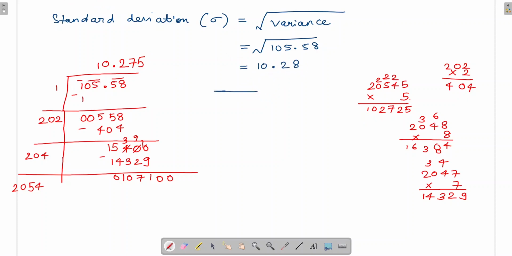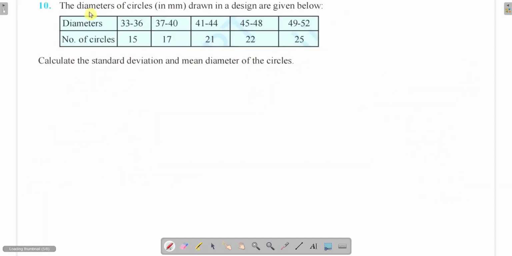Okay, so now let us go to the next problem, 10th one. The diameters of circles in millimeter drawn in a design are given below. Okay, so diameters are given and the number of circles. Calculate the standard deviation and mean diameter of the circle. So we have to calculate the standard deviation and the mean of the data. Okay, so solution.